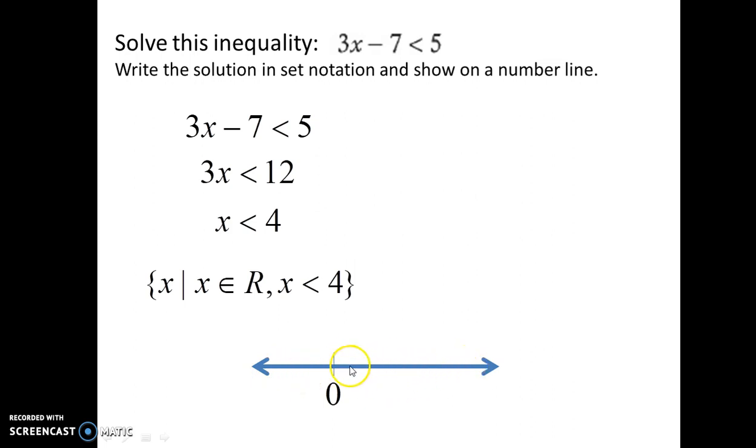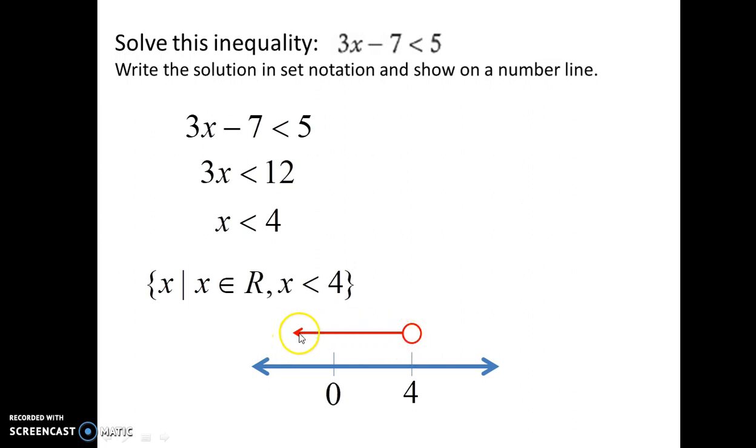You can if you want, but often it's good to just put 0 on there, and then the point that we're referring to, which is x is 4. Again, you could put 1, 2, 3 here if you want, and 5, 6, 7. But this is saying that x is less than 4. So we're going to put an open circle because it's not equal to 4, but it's any number less than 4.